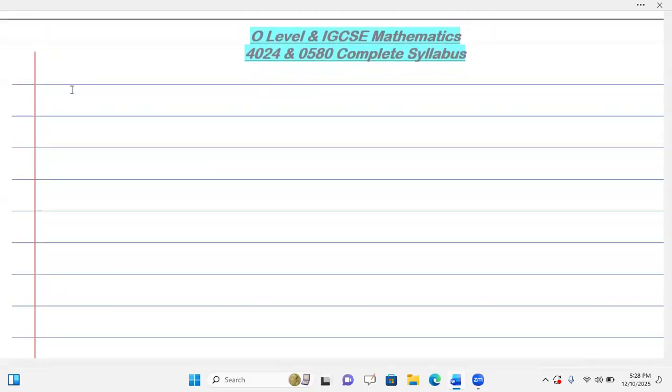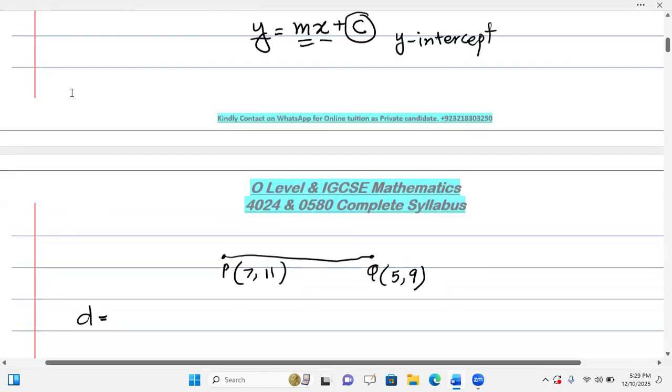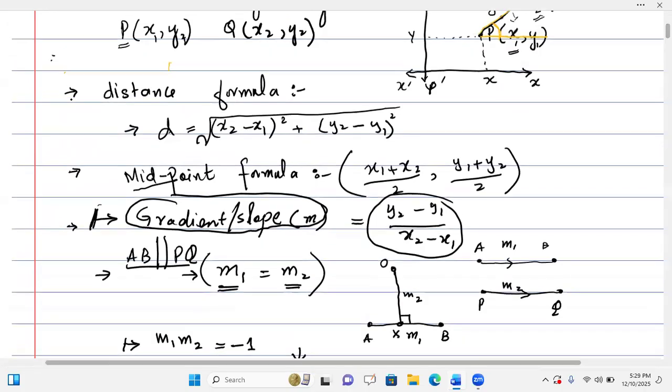Let's suppose we have two points, P and Q. Let's take P as (7, 11) and Q as (5, 9). First of all, we will calculate the distance. The formula which I have written above is the square root of (x2 minus x1) whole square plus (y2 minus y1) whole square.